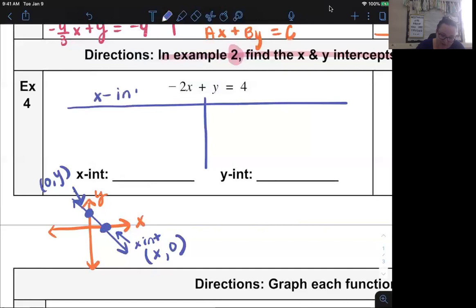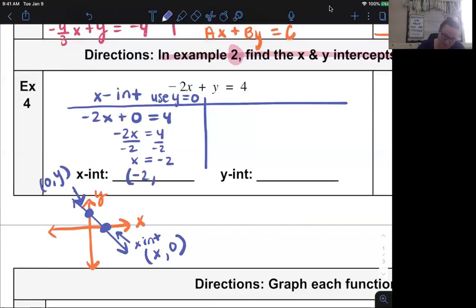So to find our x-intercept of negative 2x plus y equals 4, we're going to use y equals 0. And we're going to just plug it into the equation. So negative 2x plus 0 equals 4. See, I just replaced y with 0 here. Well, negative 2x plus 0 is just negative 2x equals 4. Divide both sides by negative 2. So what we've done is we've solved for x, and we get x equals negative 2. That means that this line has an x-intercept at the point negative 2, 0.